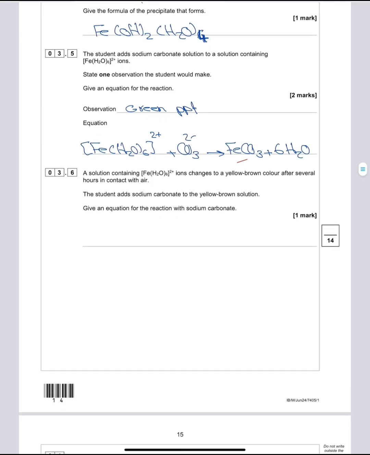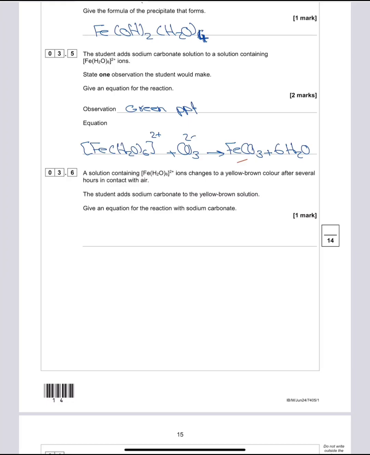So now they say that the solution which contains the ion of iron 2 plus changes to a yellow-brown color after several hours in contact with air. That means it has changed from iron 2 plus into iron 3 plus. So in contact with air, it was oxidized into the other oxidation state, which is 3 plus. Now, when they add sodium carbonate to this yellow solution, what is the observation and what are you going to see, and give the ionic equation. So the observation, they didn't really ask about the observation, but the observation is the bubbling because there will be carbon dioxide.